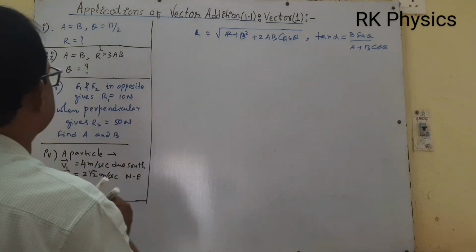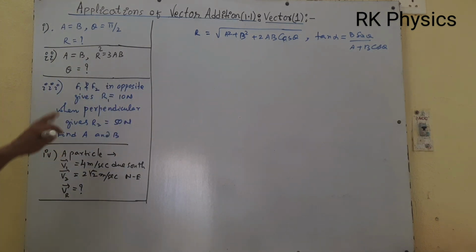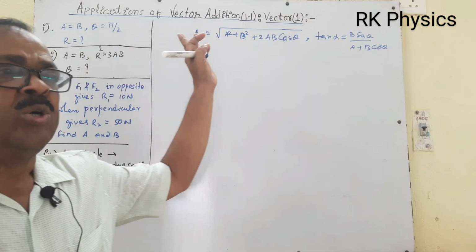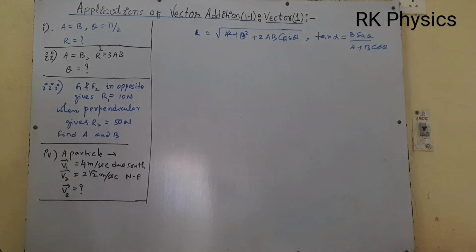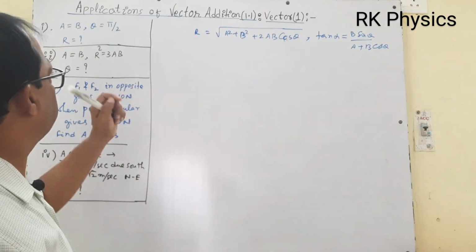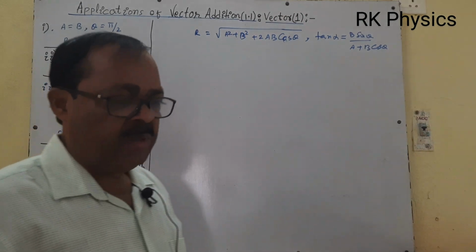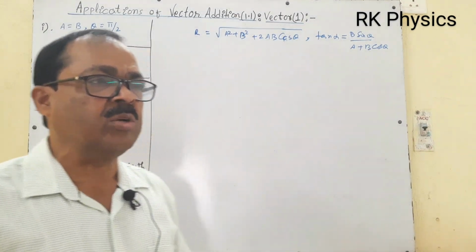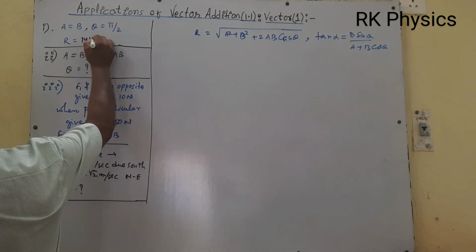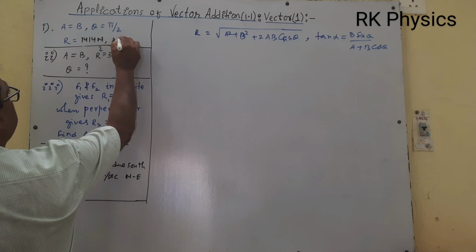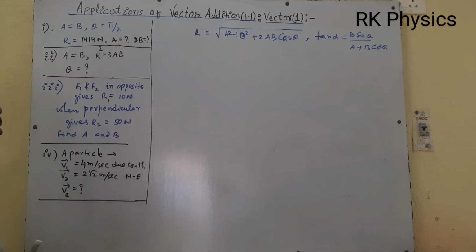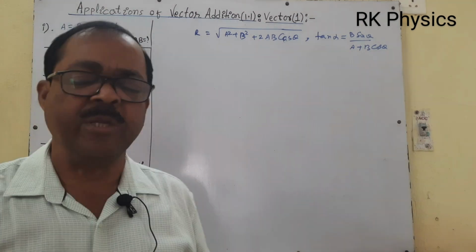Now these are the applications. Let us come to the first one. The first problem states that you are taking two vectors of equal magnitude. They are perpendicular to each other, and if the resultant is 1414 Newton, then find out the values of A and B.